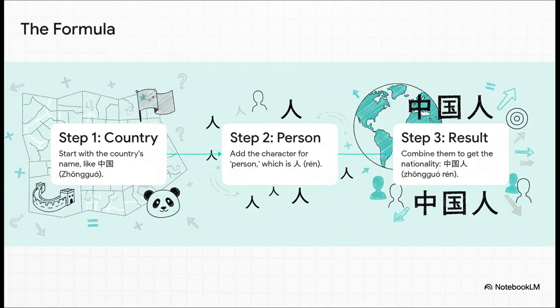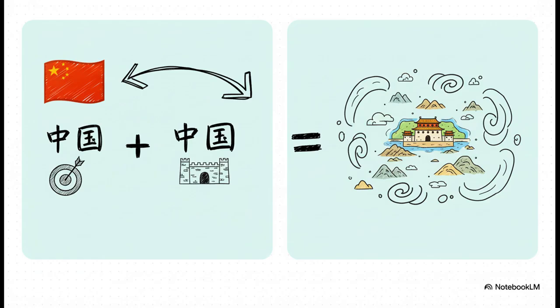This elegant little structure is the building block for this entire concept. Now, to really appreciate this formula, it helps to go a layer deeper and deconstruct the country names themselves. Let's start with 中国, 中国. The first character, 中, means middle or center. The second character, 国, means kingdom or country. So when you put them together, 中国 literally translates to the middle kingdom.